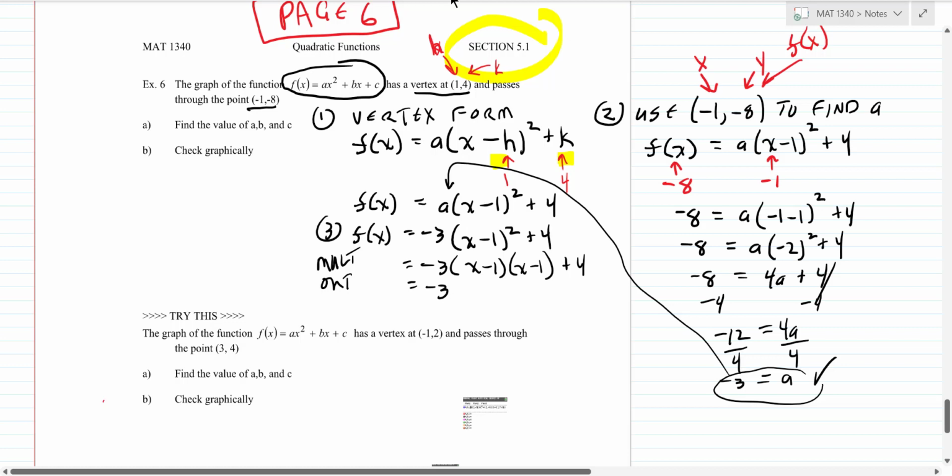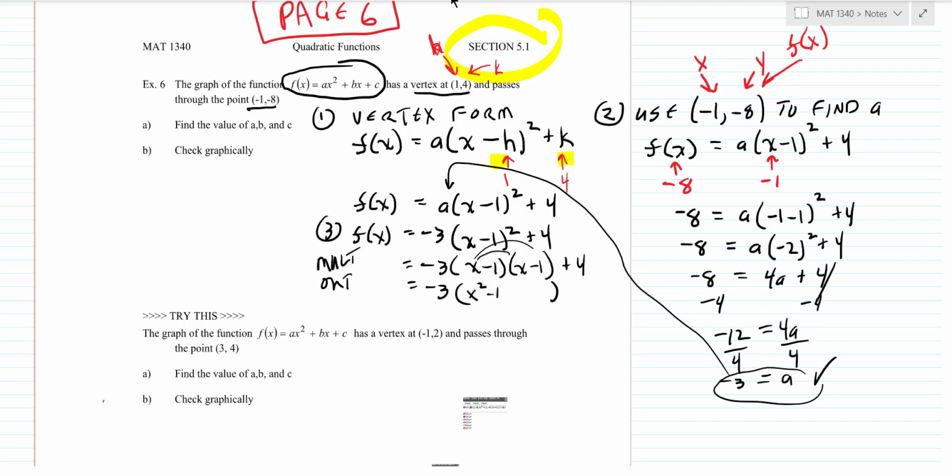We have negative 3. When you FOIL this, you're going to have the first term, x times x is x squared. Outside term is negative 1x. Inside term is another negative 1x. And then the last term is going to be plus 1. So minus 1x plus 1 plus 4. Notice I'm keeping that in a set of parentheses, so that's important. And then you want to collect the like terms.